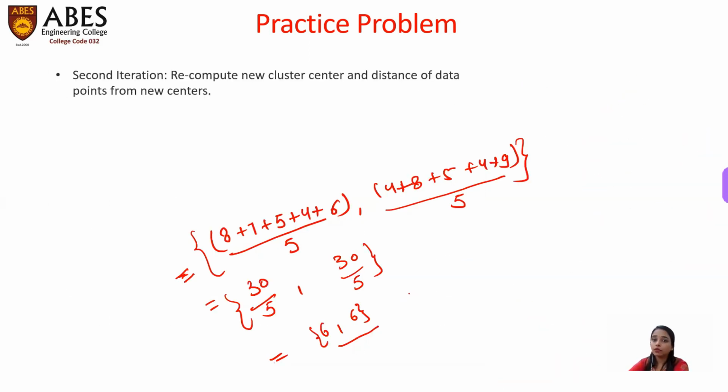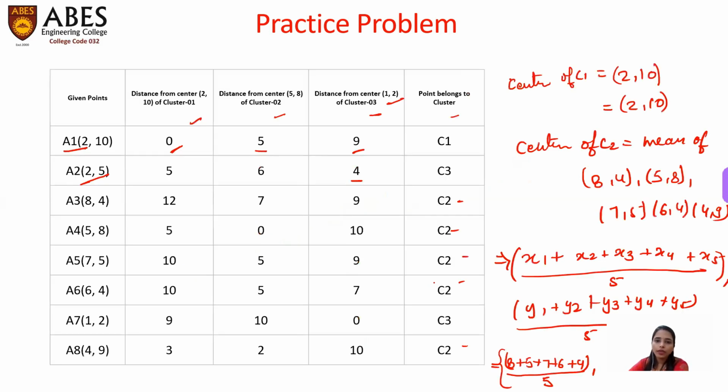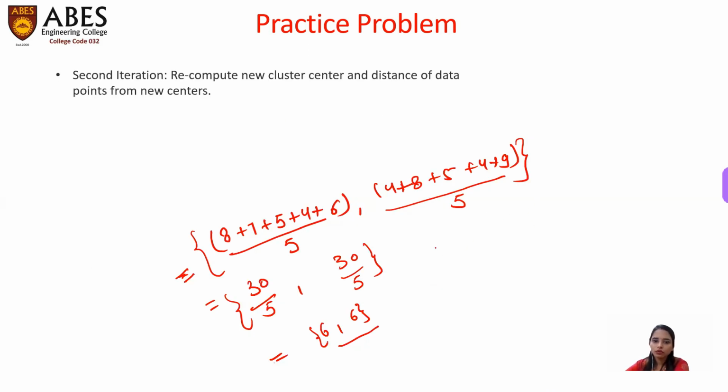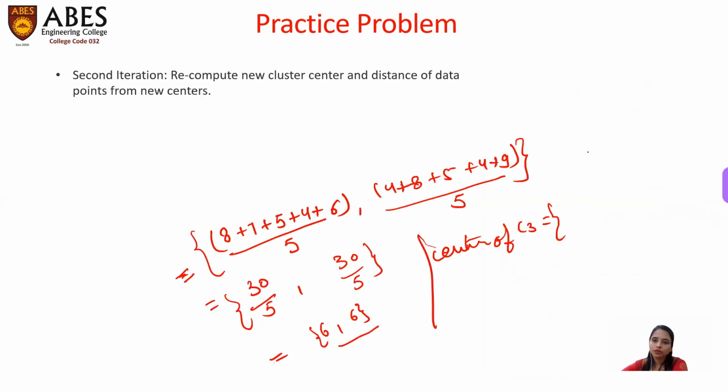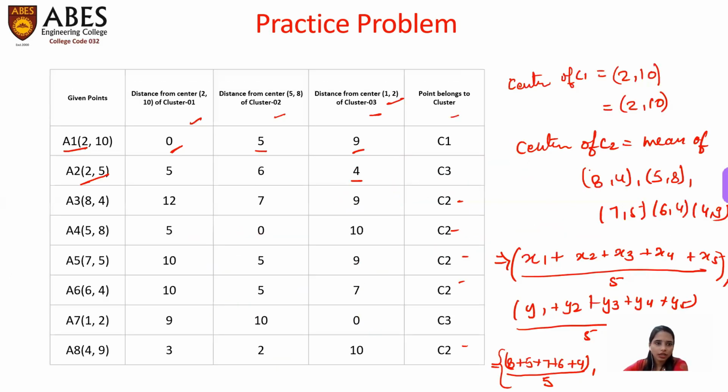So again we will calculate the center of the next cluster C3 like this also. How many data points do we have in C3? Data point A2 and data point A7. So center of C3 is equal to, we have 2 data points here, so we will write it as 2. Data points are in cluster C3. A2 is 2, 5 and A7 is 1, 2.